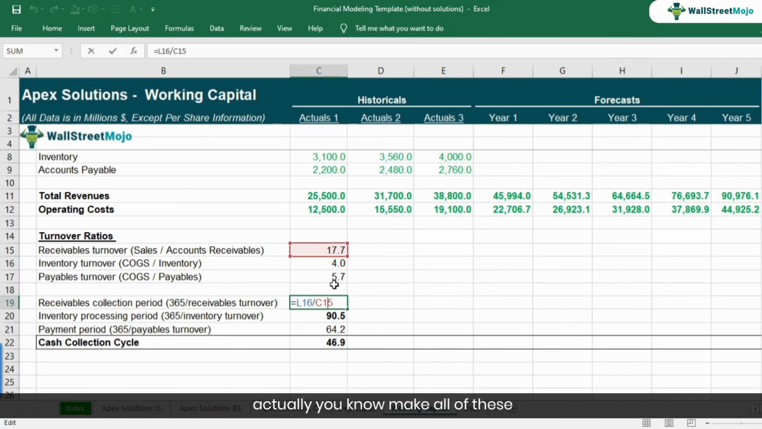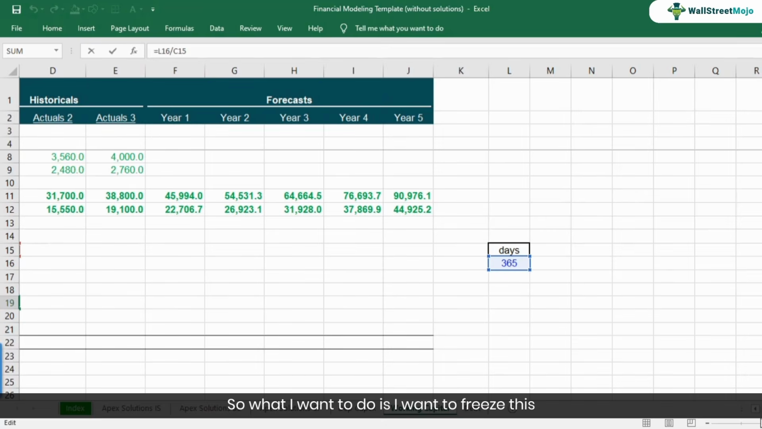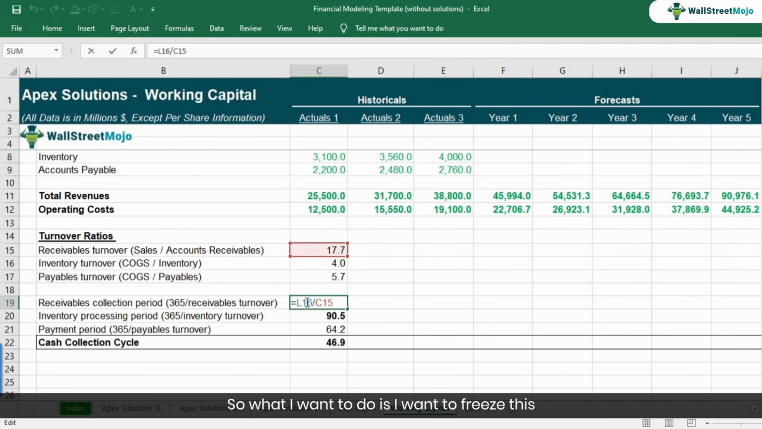So now what I'll do is I'll make all of these numbers here constant. This link L16 is linking directly to 365, right? So what I want to do is freeze this cell so that when I copy and paste it from column C to column D, this 365 days should not move. So I'm freezing this and making it an absolute reference, putting dollar signs in front of L and in front of 16. Let me do that for this one as well, and finally for the payments period as well.